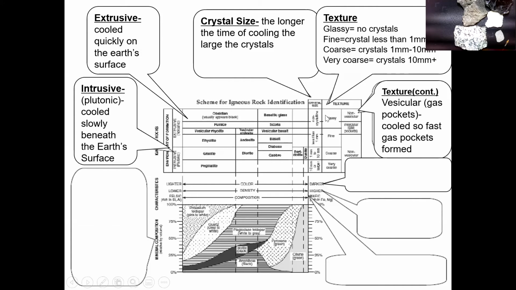So again, if the rock is considered glassy, see how the box lines up perfect with these 4? So obsidian, basaltic glass, scoria, and pumice. They are all non-crystalline. The fine all match up here. The coarse all match up here. And the only very coarse is this pegmatite.